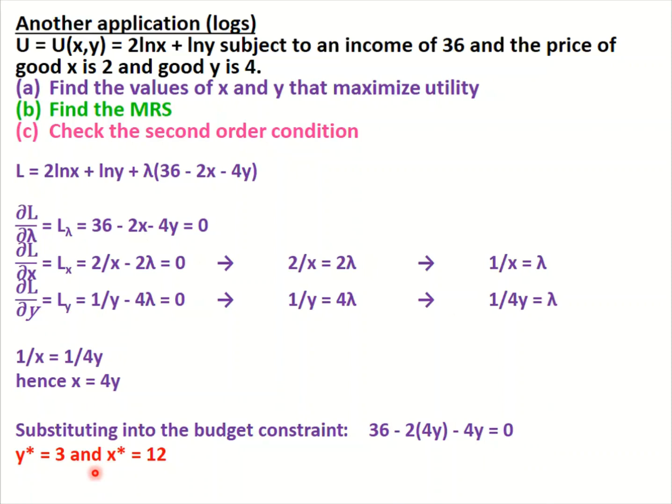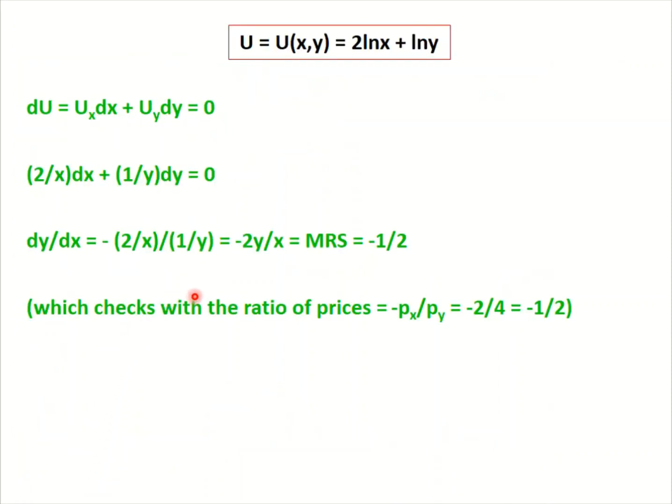Then we are asked to find the marginal rate of substitution. Once again, we would need to find the total differential du. At this point it should be a fairly straightforward calculation, and we would be able to check the value that we get for the marginal rate of substitution, checking it against the ratio of the two prices.